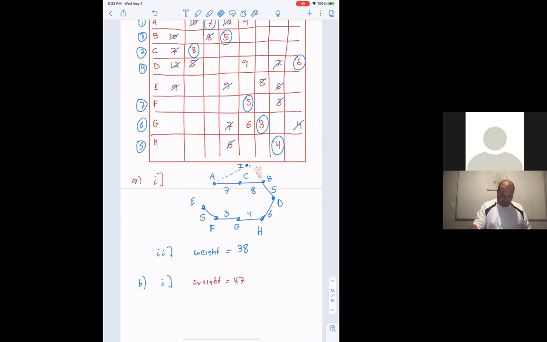If on the other hand, the weight of the edge connected to I is 5 and to B is 6, then in this case, I'd want to get rid of this one. And this one. So I'd be replacing a 7 and an 8 with a 5 and a 6, which means the weight would drop by 4. So the weight would equal 34.